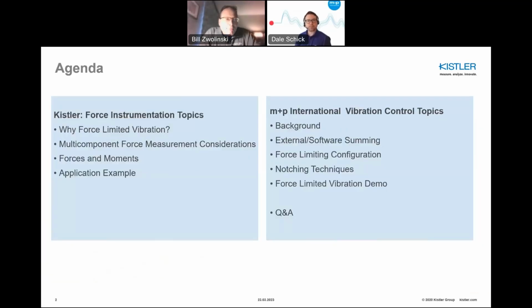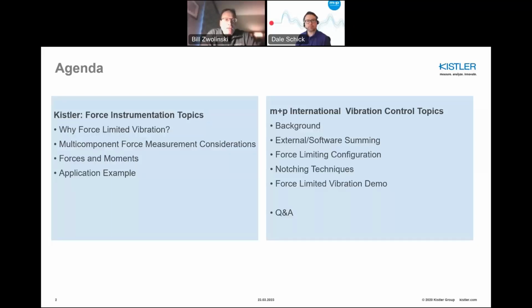So the agenda for the meeting will be in two parts. Dale Schick will be doing the part focused on vibration control topics, obviously giving some background on vibration control, the external and software summing, force limiting configurations, notching techniques, and certainly a live force limited demo, which is really pretty cool.